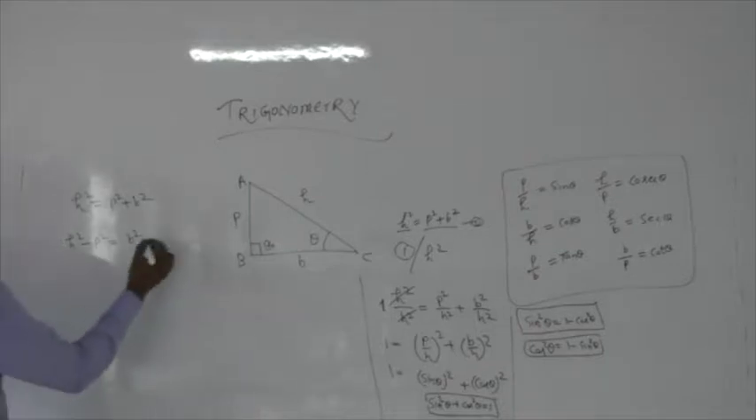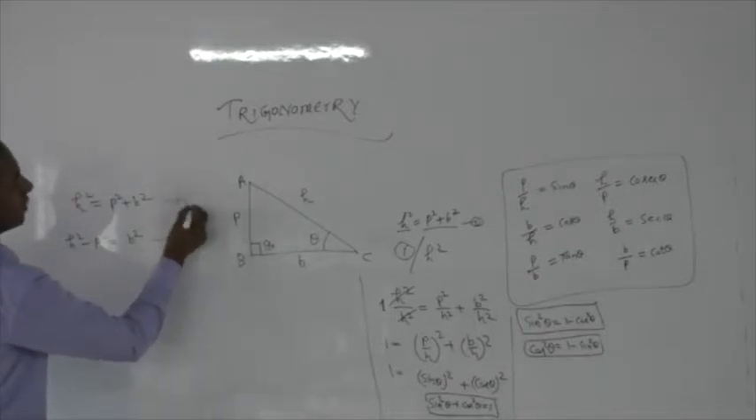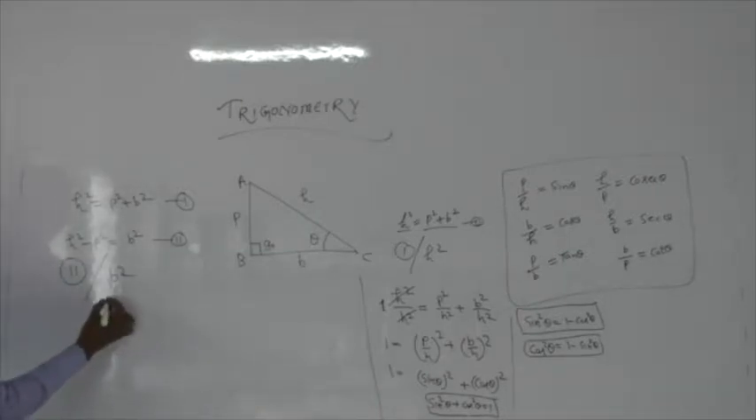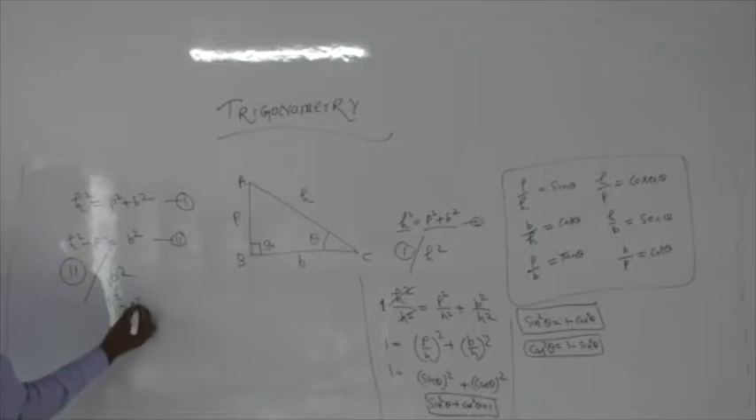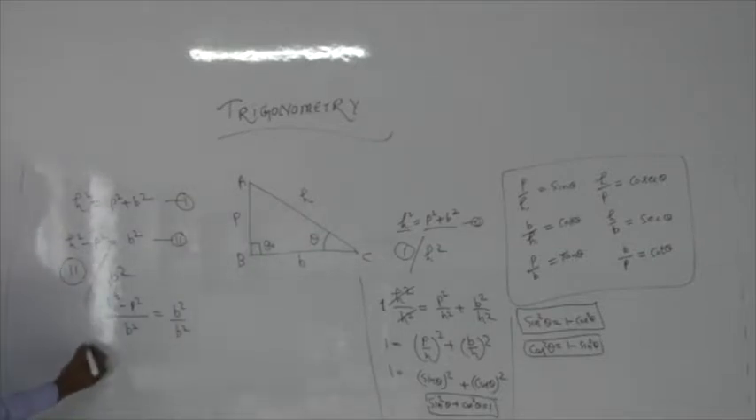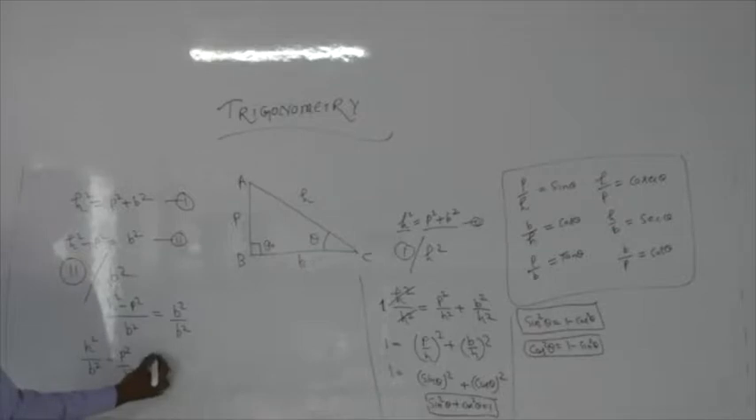Now this is the equation second, and this is the equation first. Now divide the equation second by base square. If you divide the equation second by base square, you will get the relation h square minus p square divided by b square is equal to b square divided by b square. After that you can write individually h square divided by b square minus p square divided by b square is equal to b square divided by b square, which is 1.